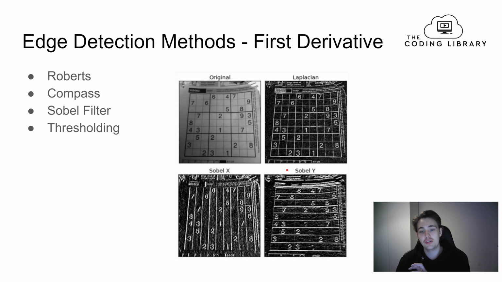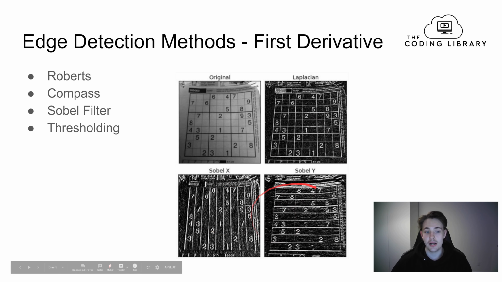So some of the different methods that implement the first derivative approach are the Roberts filter, the compass filter, the Sobel filtering, and thresholding. So these are different methods that apply this first derivative approach that we just went over. And here to the right we can see the original image, where we have this Sudoku game, and when we take the Laplacian over to the right, we can see that we get these nice and clean edges detected. The Laplacian is the second derivative, which we're also going to cover later in this video.